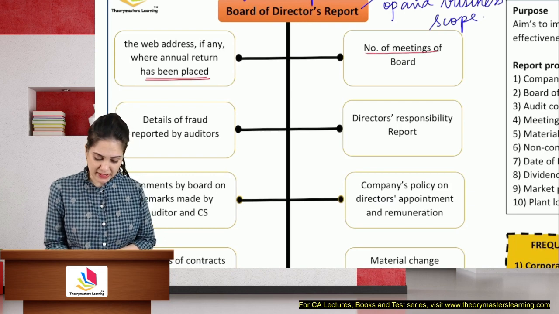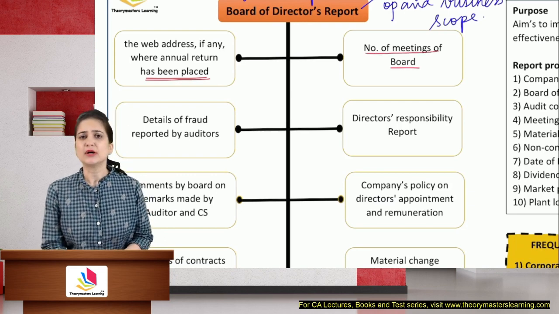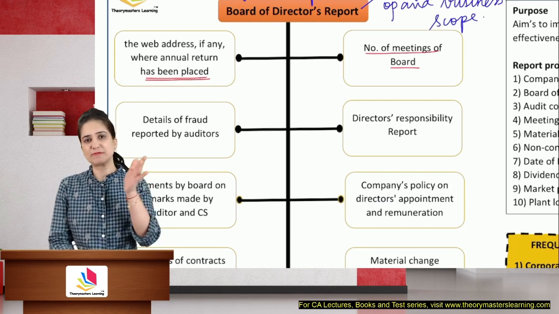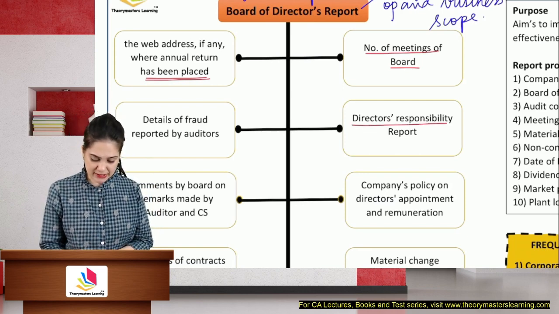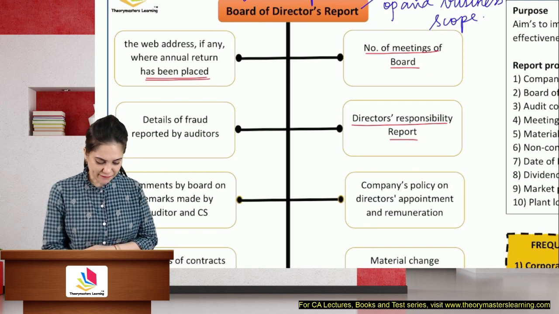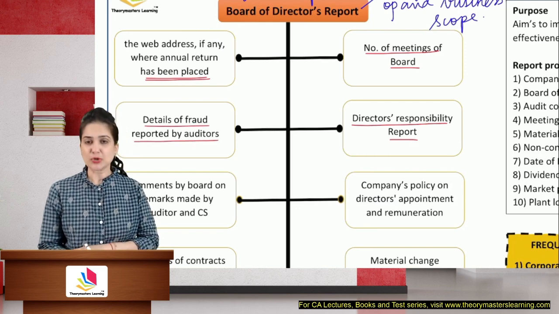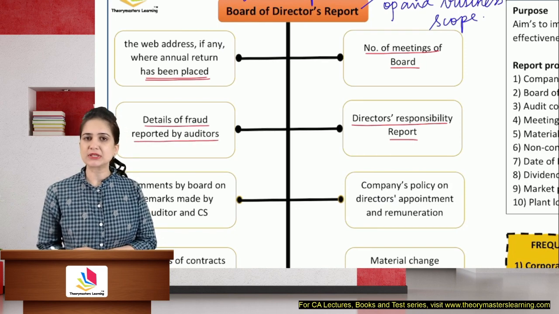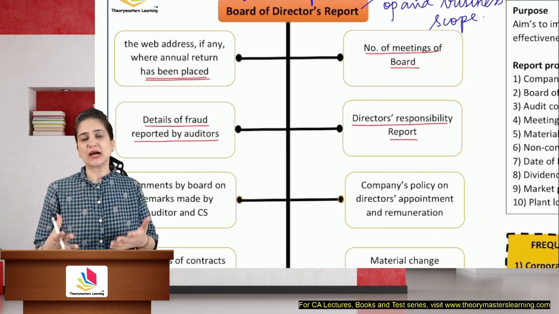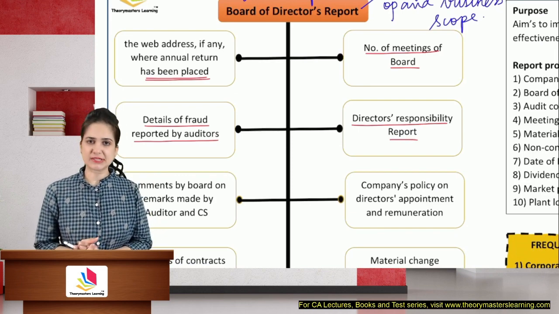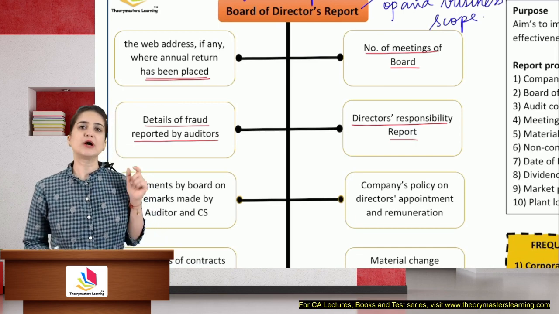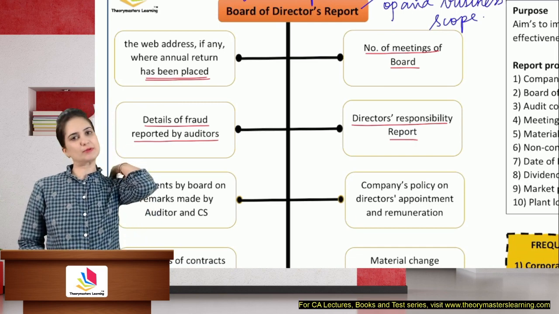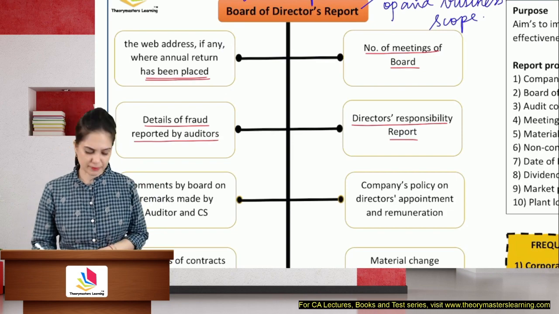Number of board meetings that were held in a year, along with the date and the number of directors who had attended the meeting, the directors' responsibility report, and details of fraud reported by auditors. In case frauds are reported by the auditors, the board of directors will give a reply as to what action they have taken against this fraud. So it means that the audit report will be submitted before the board's report. The date of the audit report will be before the date of the board's report.